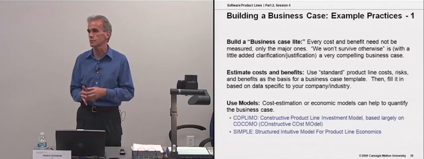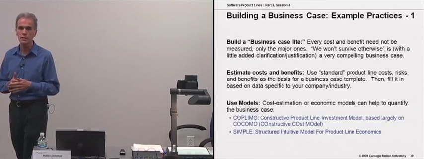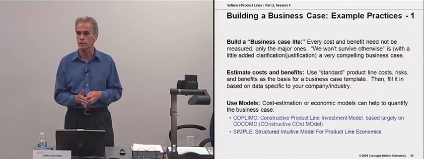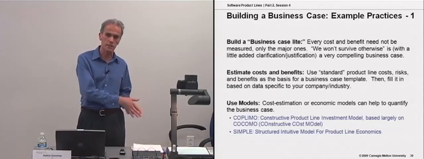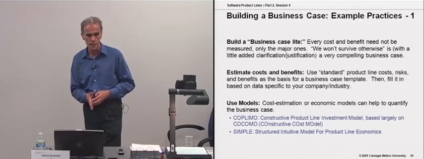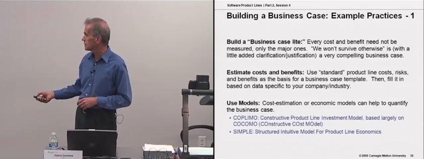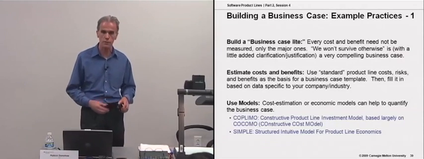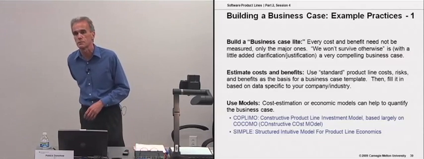So if you're not already a product line organization, you should at least be able to estimate the kinds of costs associated with product development and core asset development and come up with some reasonable numbers based on your experience and your historical reservoir of data. And there are some economic models that can help you do this. There's a variant of the COCOMO constructive cost model for product lines that's called COPLIMO.